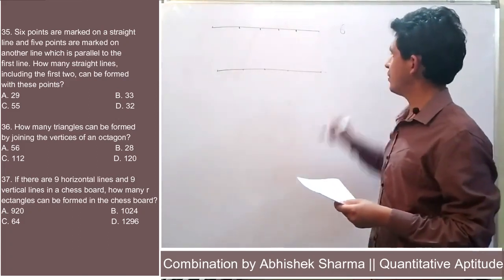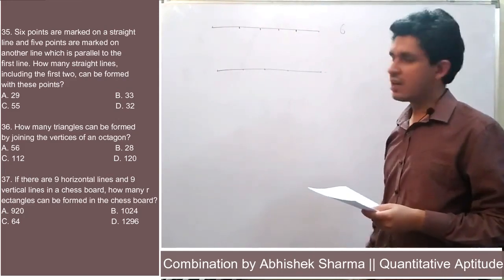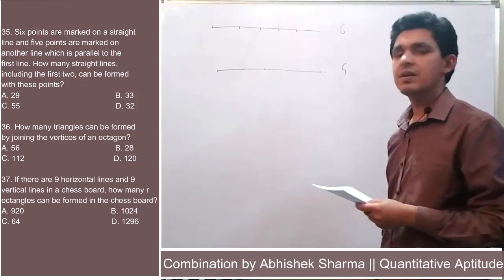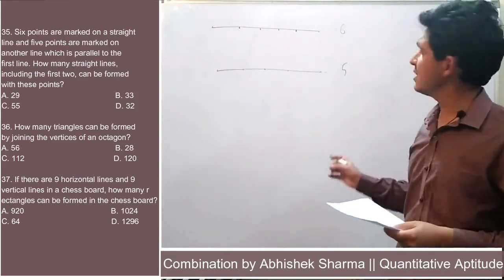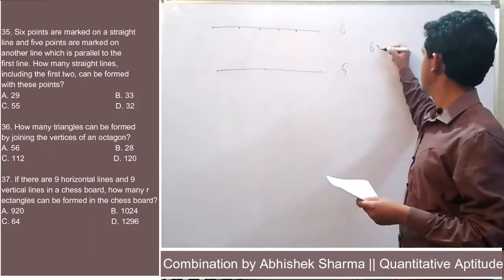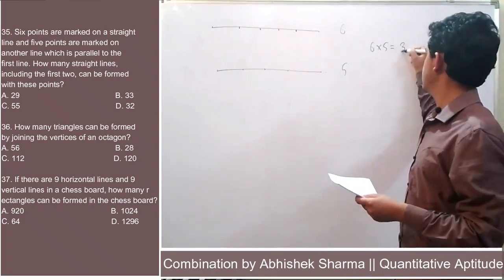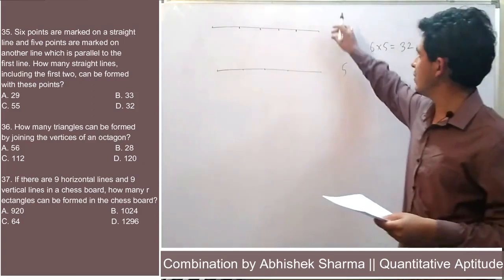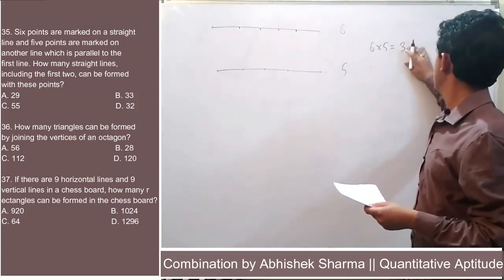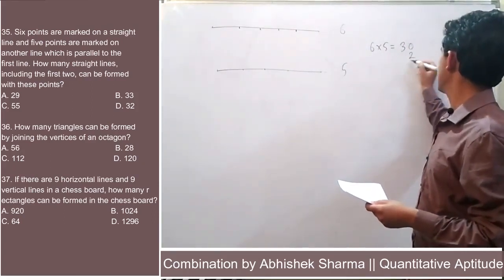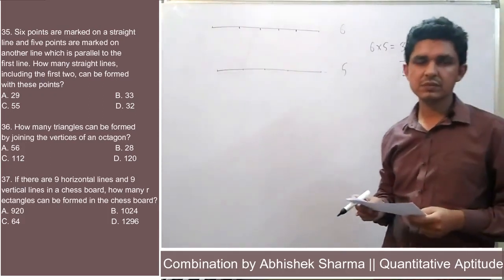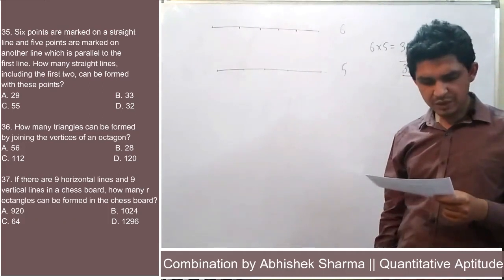In this line we have 6 points, and in this we have 5 points. Connecting these, we can make 6 multiplied by 5, that is 30 lines, and the total lines are asked. So we are already given the 2 lines, so this will be 30 plus 2, which is equal to 32, right? Okay, coming to the next question.